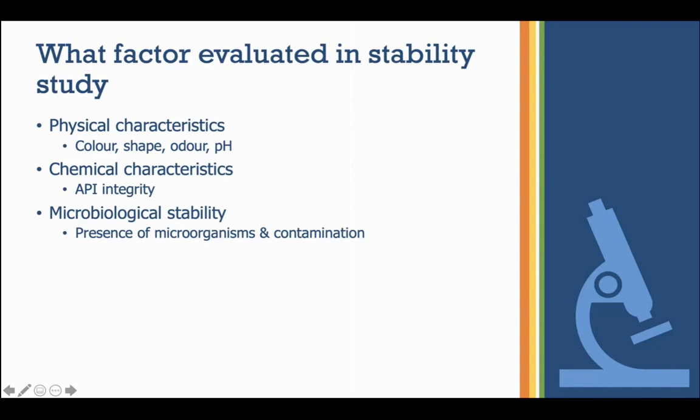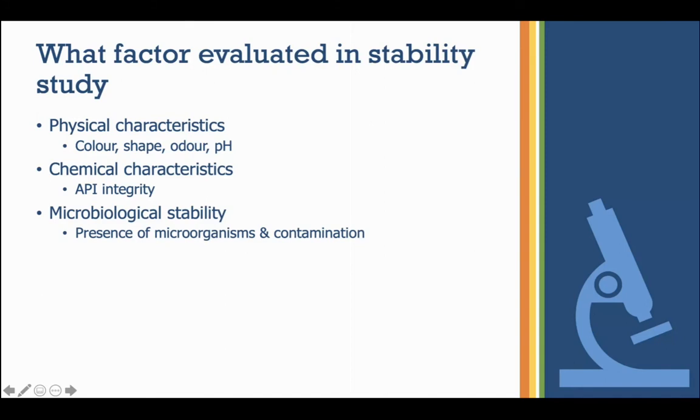The chemical characteristics include especially the API integrity. So during the stability study, we will take a sample and test the content of the API in the product. Through this test, we will know if the API degrades over time, and if there are any other toxic compounds that were produced following the degradation.